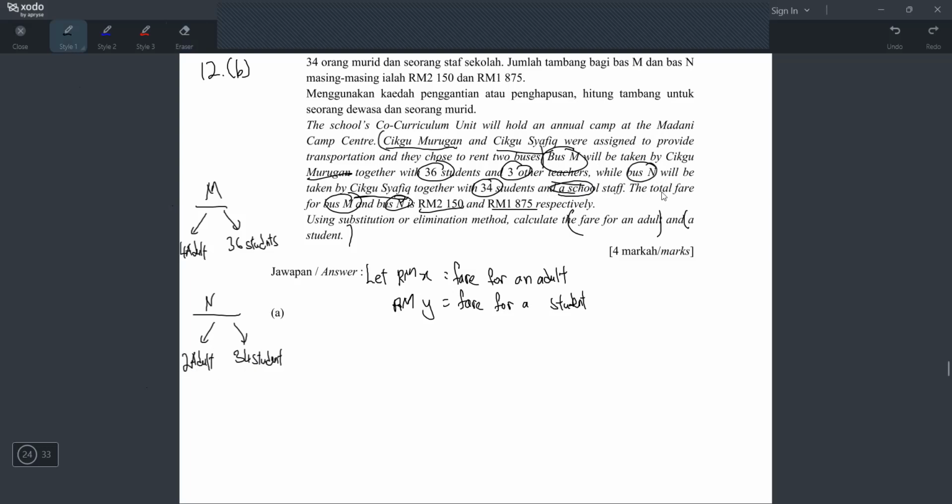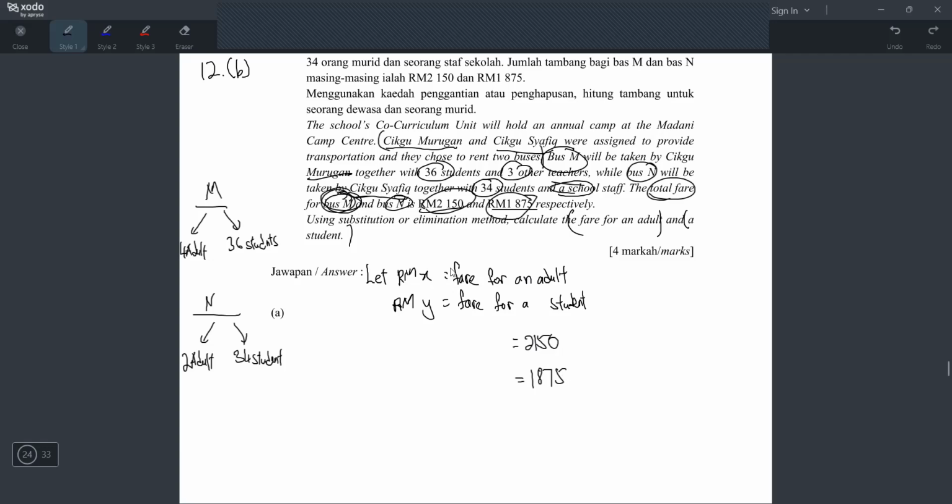And then only they give you the total fare: 2150 and 1875. Now only they cakap pasal fare. So now only I can write my equation. Equals to 2150, equals to 1875. Okay, 2150 will be what? The total fare in bus M. The total price in bus M.